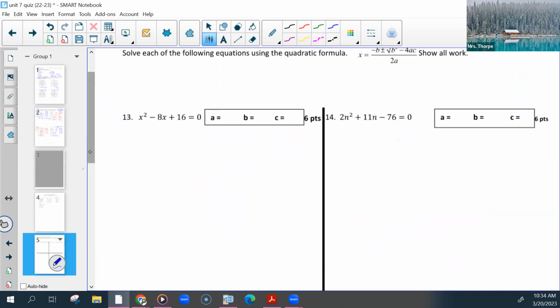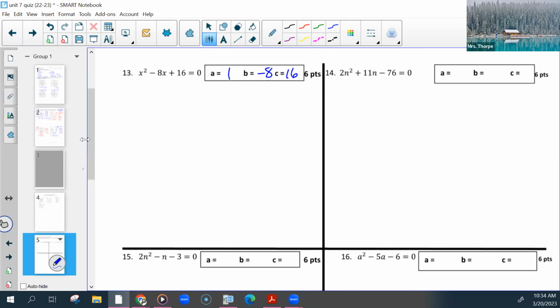For the last section, it gives you the formula. You just have to put everything in. So the first thing you should have done was label your ABC in the box without the variable. So for 13, 1, -8, 16. Because it's just the number, it's not the variable. And then proceed to do your formula.